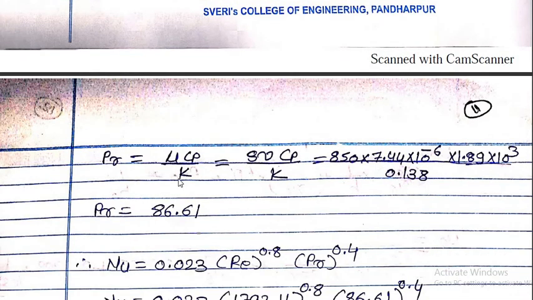Now we have to calculate the Prandtl number for the oil. Prandtl number is equal to mu Cp divided by K. Mu is nothing but rho into kinematic viscosity, density into kinematic viscosity of the oil, multiplied by Cp divided by K. Now we'll get the Prandtl number is equal to 850 into 7.44 into 10 raised to minus 6 multiplied by 1.89 into 10 raised to 3. This is the Cp value, whole divided by the thermal conductivity of the oil, which is 0.138. So for the Prandtl number we will get 86.61.